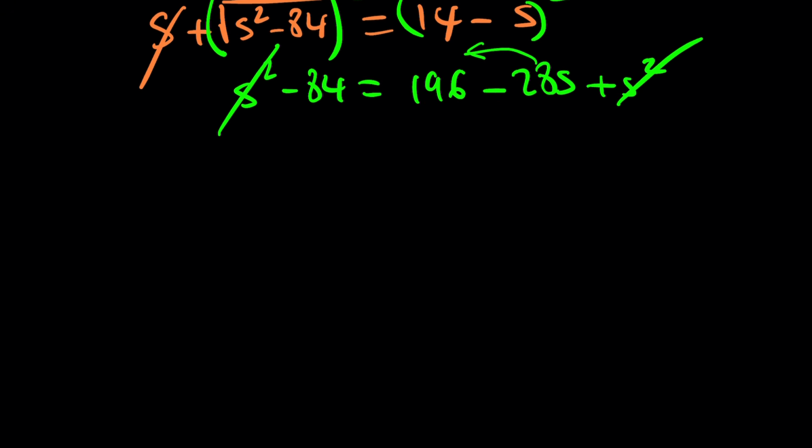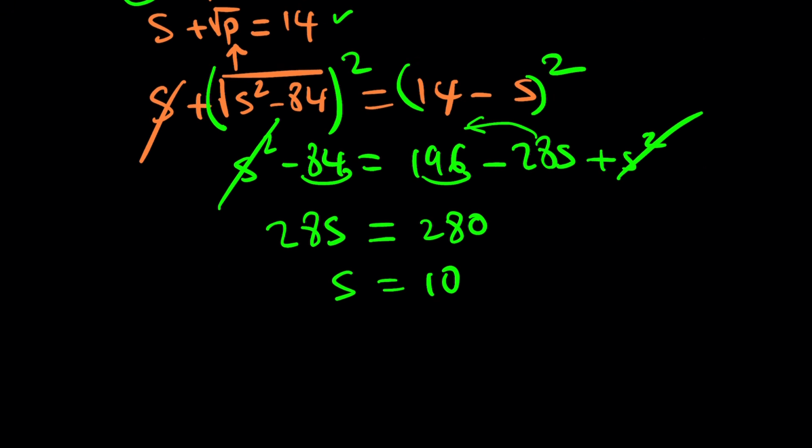My thought process, I messed up. So add this 28s, and then you're supposed to add these two things. That's going to give you 280. Exactly 280. Okay, so s equals 10. Great. And now it should work both ways.